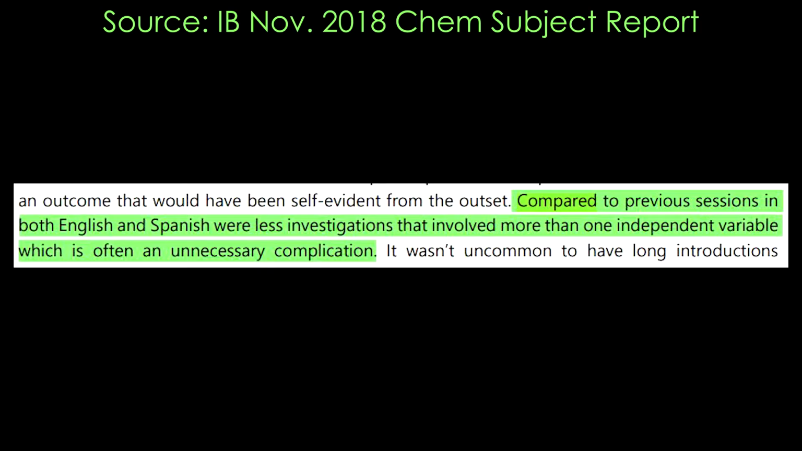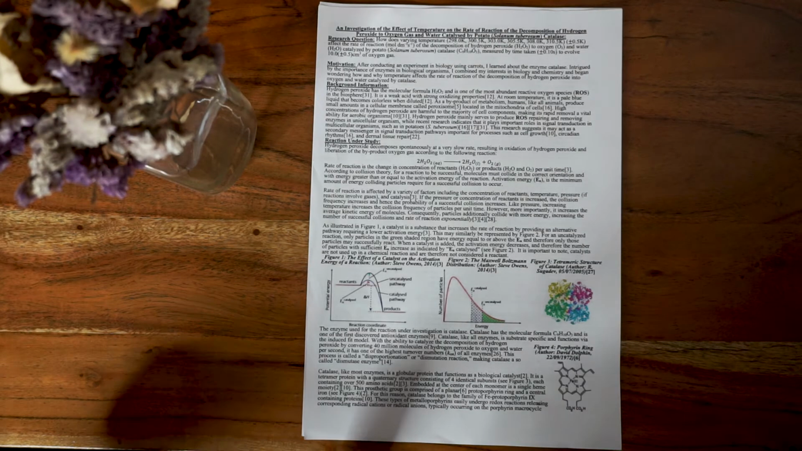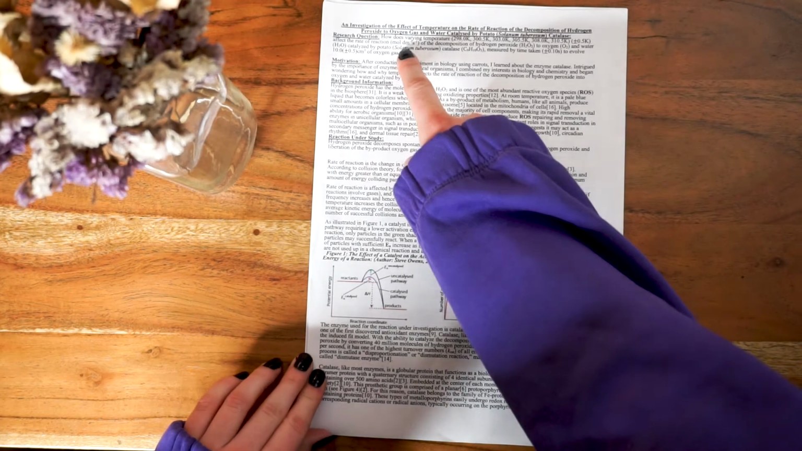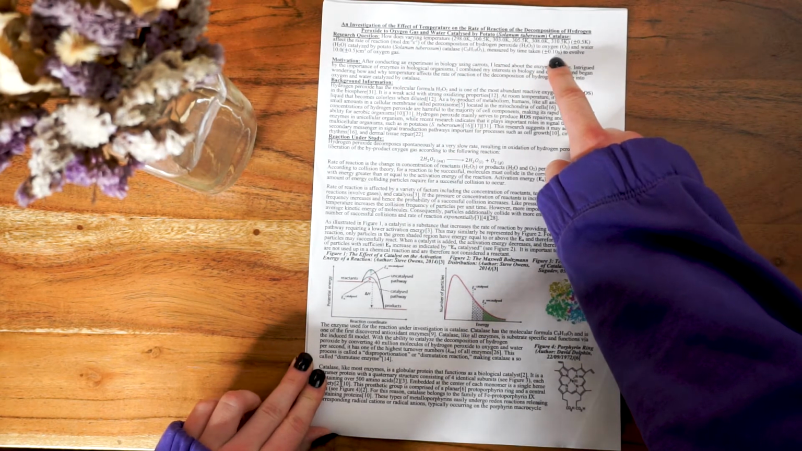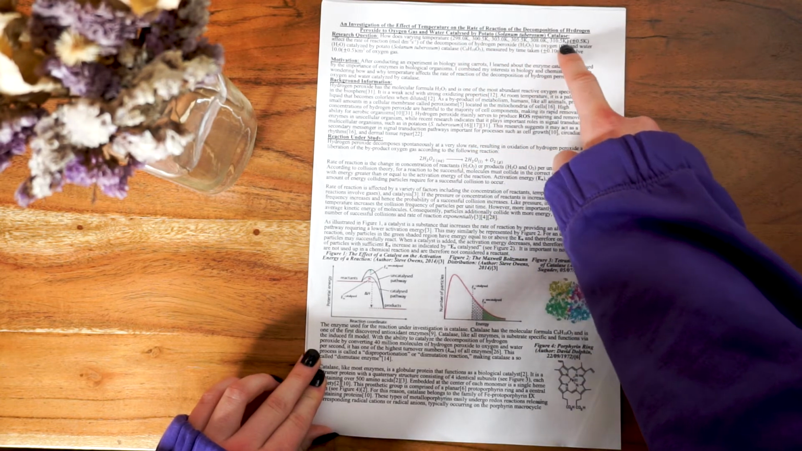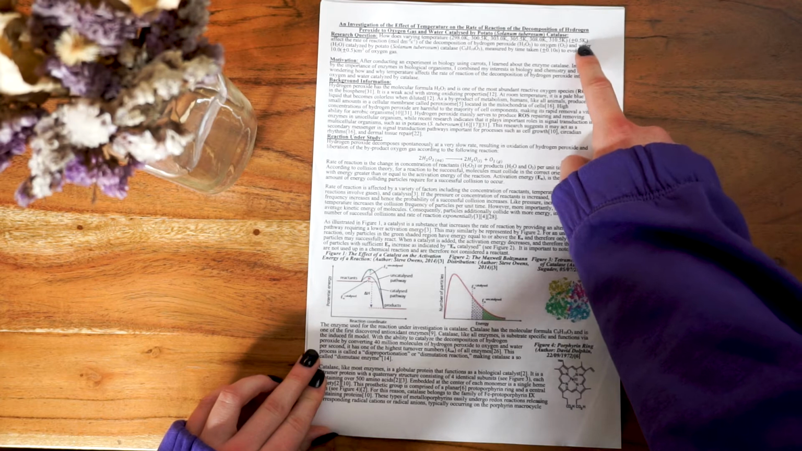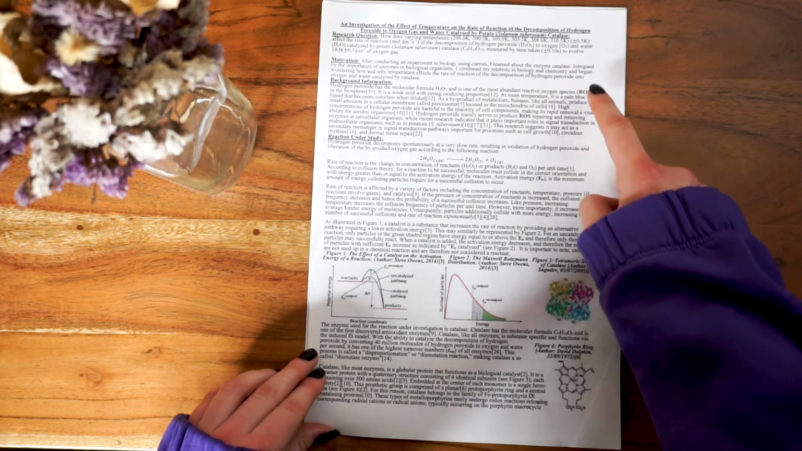As the IB pointed out, compared to previous sessions in both English and Spanish, there were less investigations that involved more than one independent variable, which is often an unnecessary complication. So really make your life easy and only stick to one independent variable. Either way, you must include the units for both your independent and dependent variables. An important thing to point out is that if you use continuous data, you always have to mention your entire range, so this would include things such as concentration and varying temperature, as well as their uncertainties.